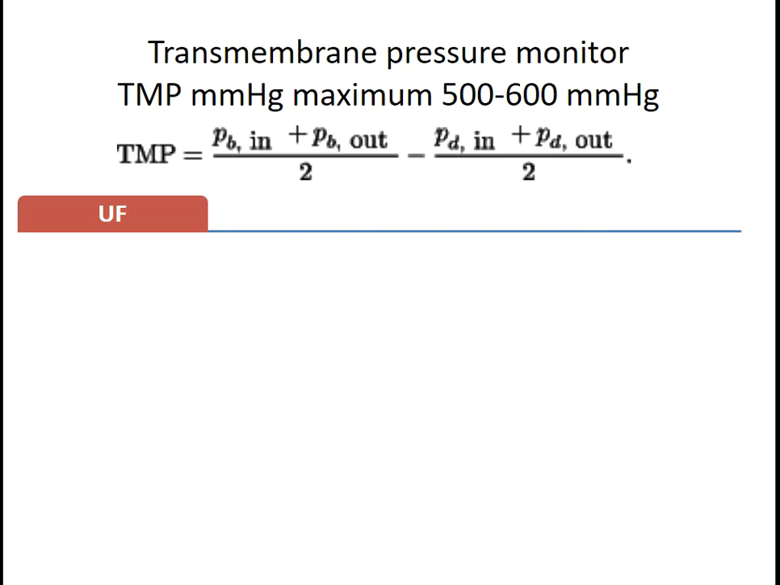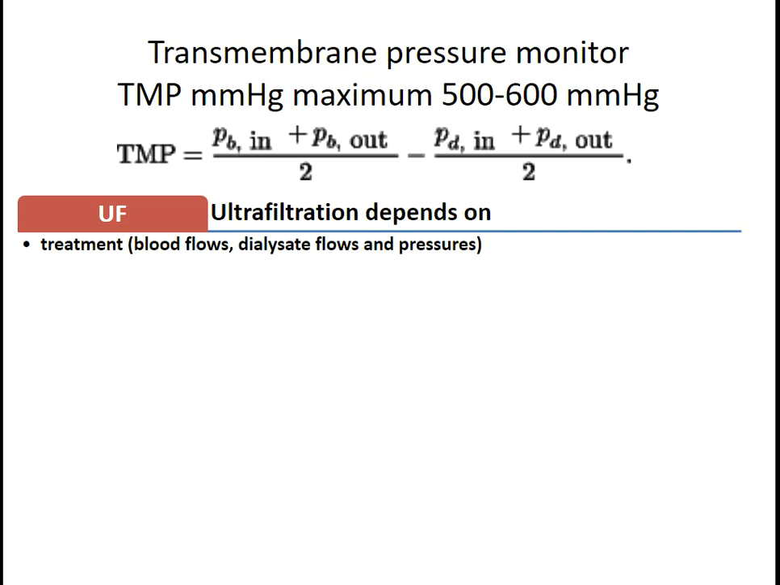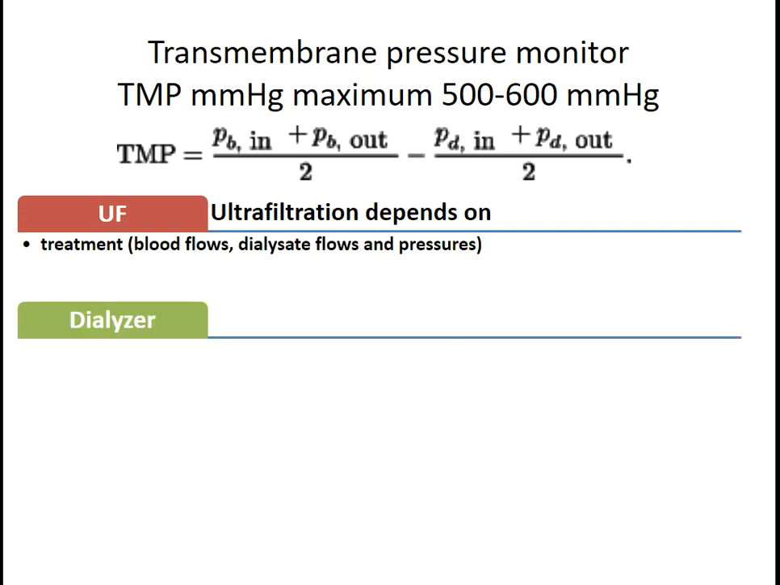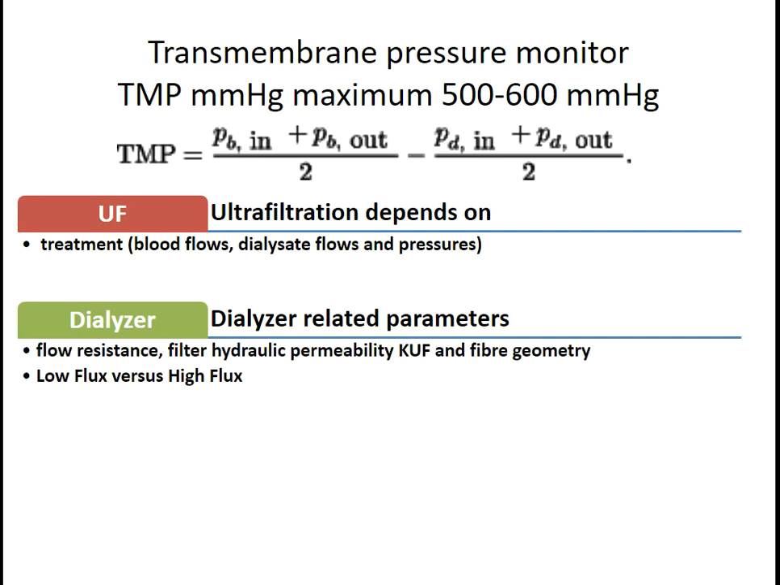Ultrafiltration depends on the treatment modality, the blood flow, the dialysate flow, and the pressures, the dialyzer specification. Dialyzer-related parameters include flow resistance, dialyzer hydraulic permeability, KUF, and the filter fiber geometry. Either a low flux dialyzer with very limited KUF or a high flux dialyzer with higher ultrafiltration.